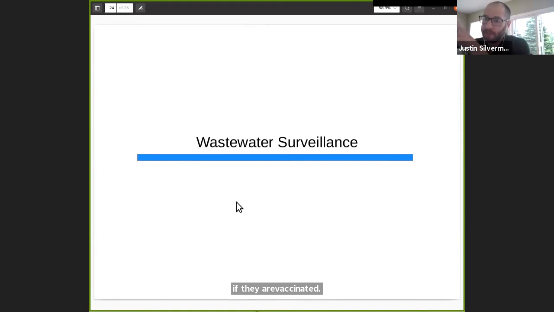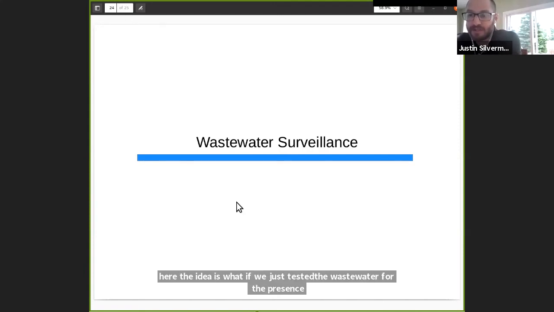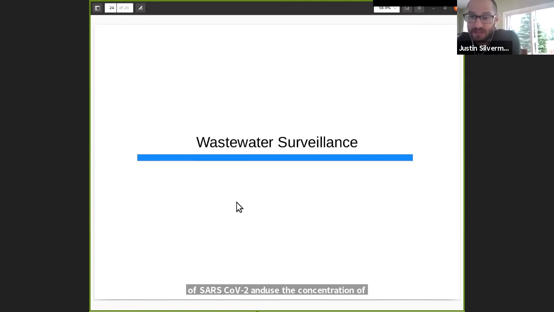Briefly, I also want to mention wastewater surveillance. This is an interesting idea that falls into this category of nonspecific surveillance, like the idea of what if we just asked everyone if they were sick? Here the idea is, what if we just tested the wastewater for the presence of SARS-CoV-2 and used the concentration of the virus in wastewater as a measure of basically the number of people in the population who are sick or who are infected?